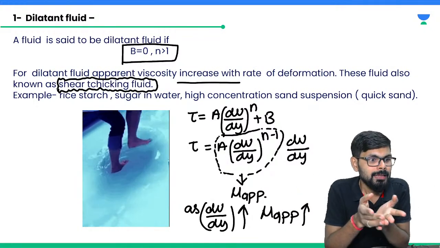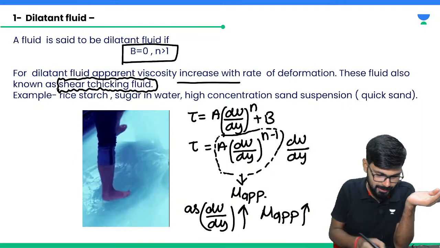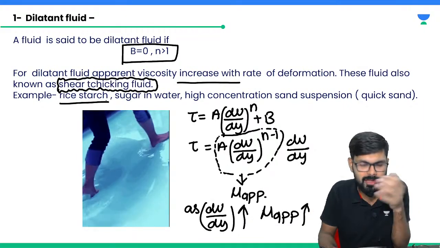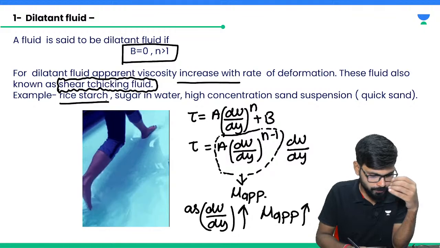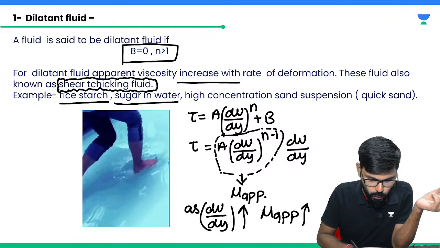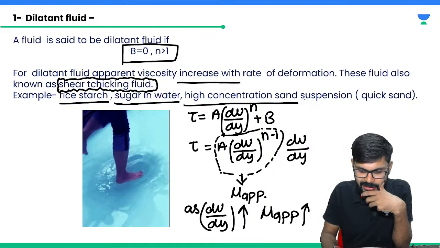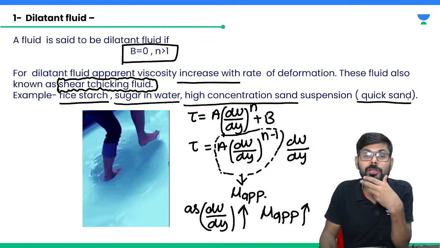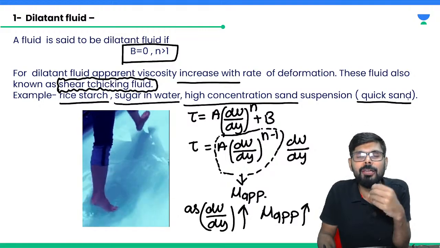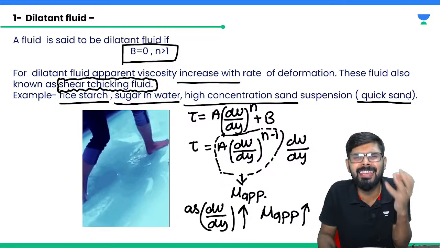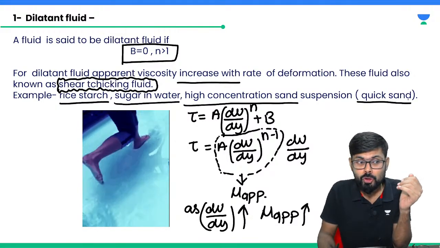For example, rice starch is there, right? You must know rice starch, right? Okay, then sugar in water, then highly concentrated sand suspension, that is also called quicksand or alive sand. Not daldal, you don't say dalDal. So what is in it?